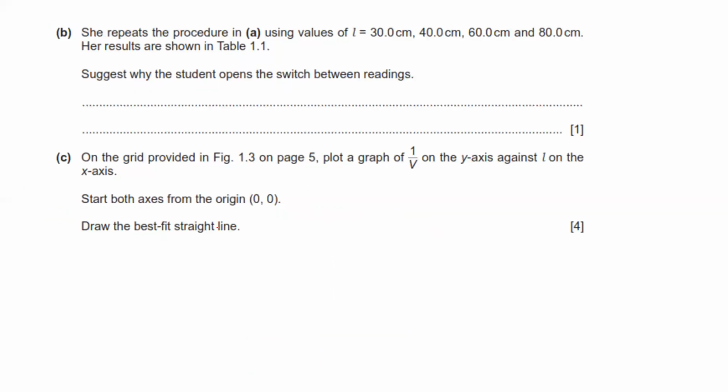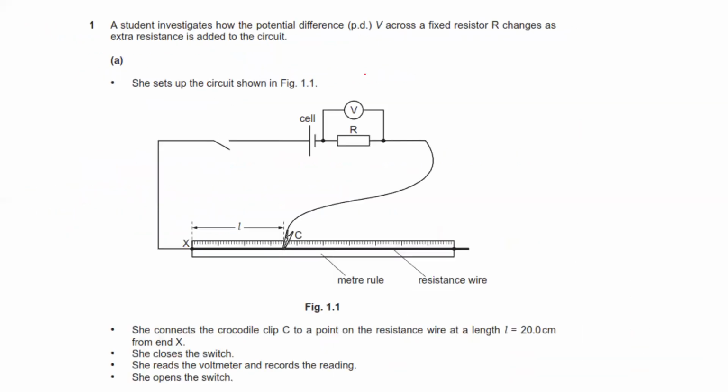Now, why does the student open the switch between the readings? Remember, if we see the circuit, there is a cell. It's not a big source of battery or anything, it's just a cell. So if she keeps the switch connected, it will discharge and lose some of its potential difference. So the next time she measures the reading, it won't give her the same potential as it was giving earlier. So she's basically conserving the voltage of the cell.